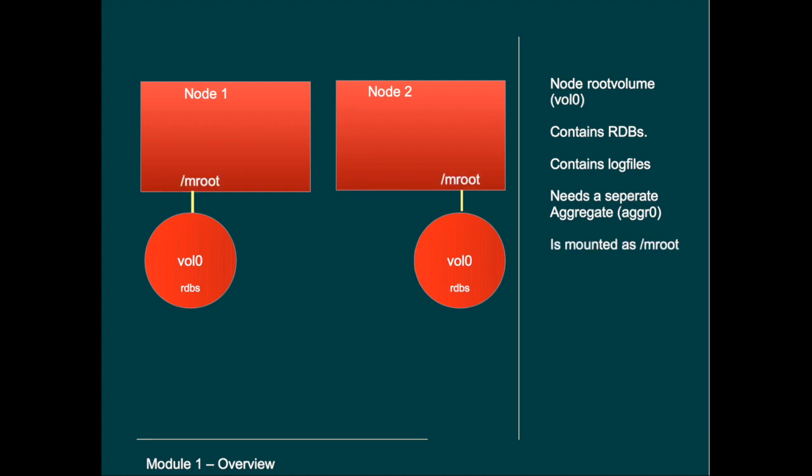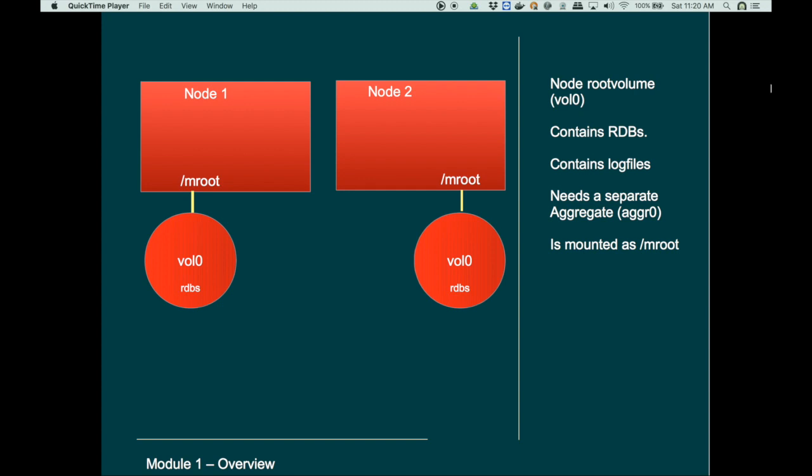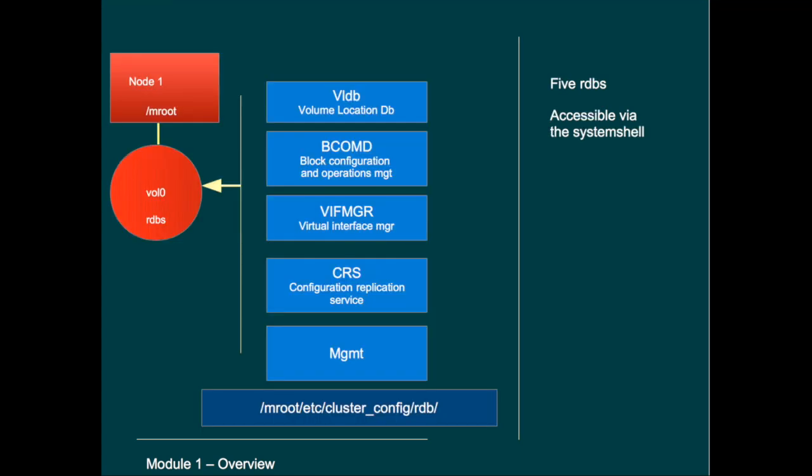So it's important to know as well that the root volume, or vol0, is mounted to the /mroot directory on the node. You should not confuse vol0 with the root volumes of data storage virtual machines. Now, before we have a look at the command line, let's have a look at what these RDBs really are. There's 5 of them, and they all contain configuration information.